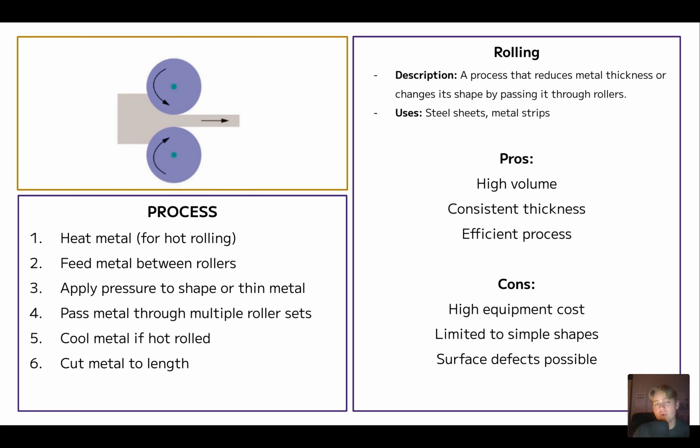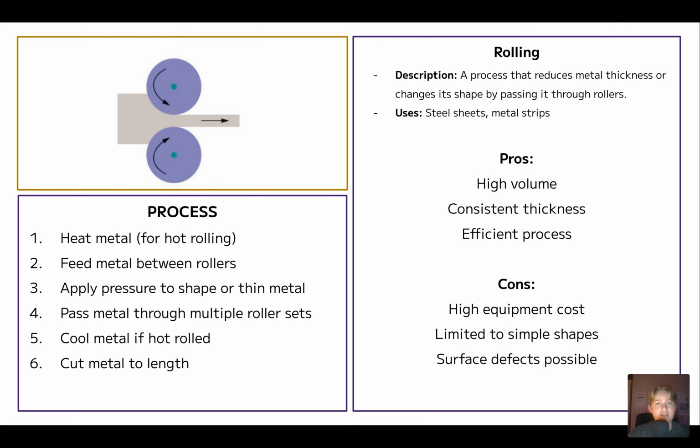Cons of it is that there is quite a high equipment cost to create those expensive rollers and also to get them set up correctly. And it's limited to simple shapes because we're only really creating a horizontally continuous piece of material. A flat stock form, that's all we can really do with rolling. There's also a possibility to create surface defects if our rollers are particularly worn or if the material we're using is not particularly ductile.